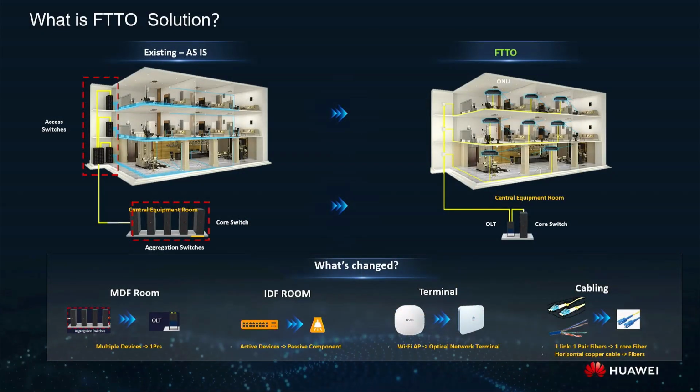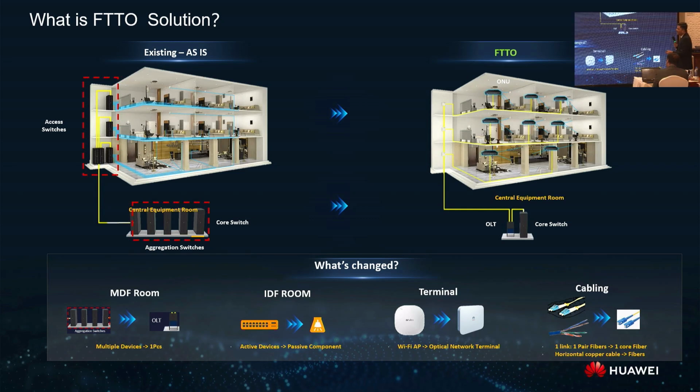This is one very simple example of what this FTTO, all optical campus net, looks like. Normally in a normal network we have a 3-layer architecture. We have one core switch in our main IT room. Then we have one IDF room on each floor where we have our aggregation switch. And then we have an access switch everywhere on the site. All these connectivity points are connected with copper cable.